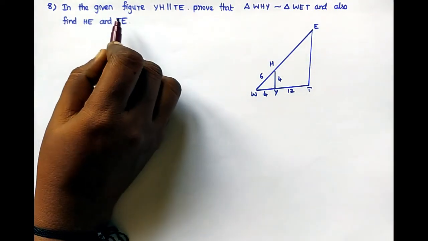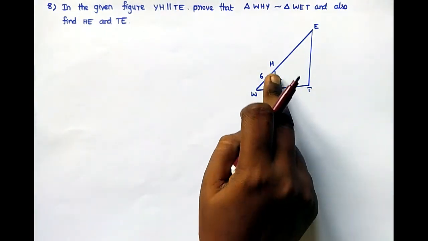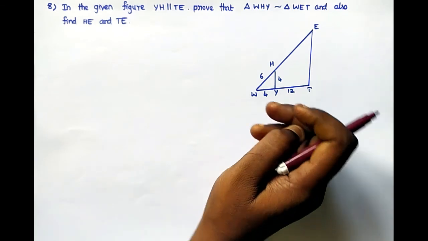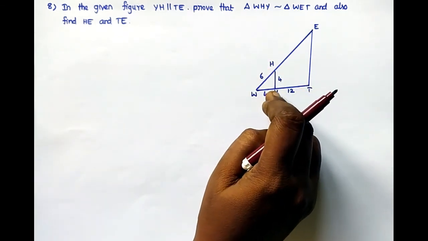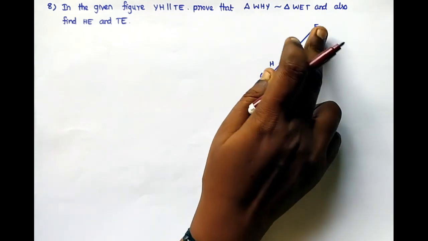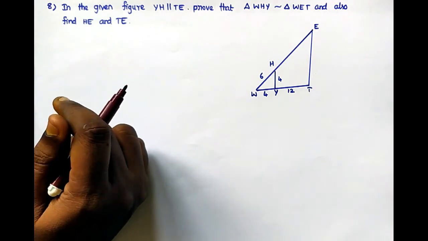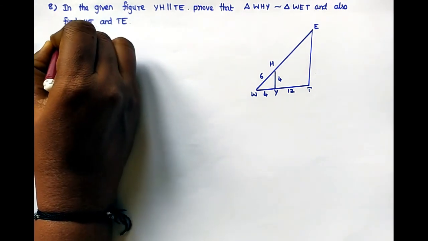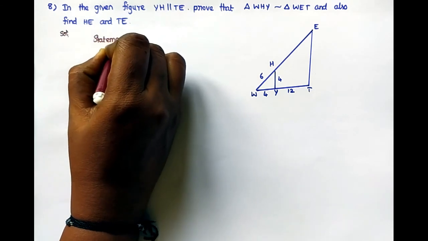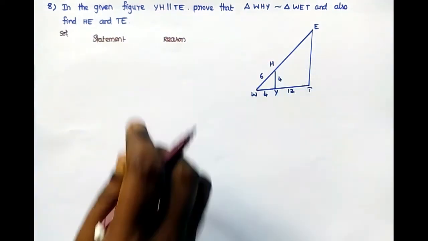Eighth sum. In the given figure, YH is parallel to TE. Prove that triangle WHY is similar to triangle WET. And also find HE and TE. First one, statement and reason. Proof.